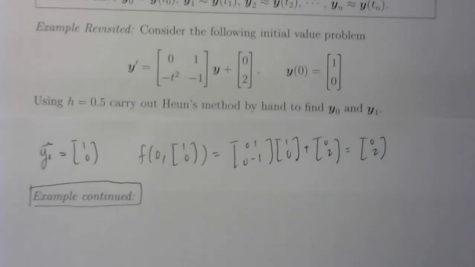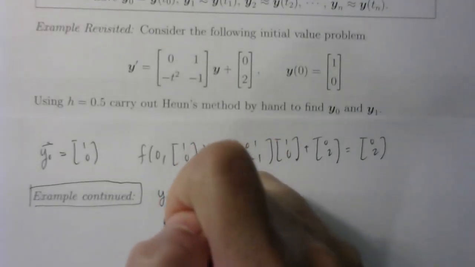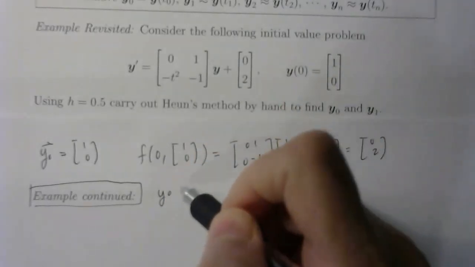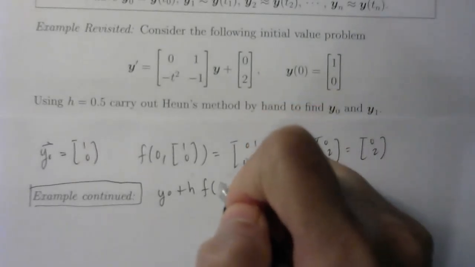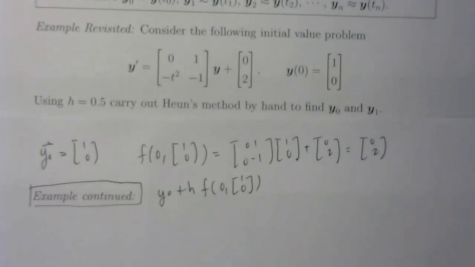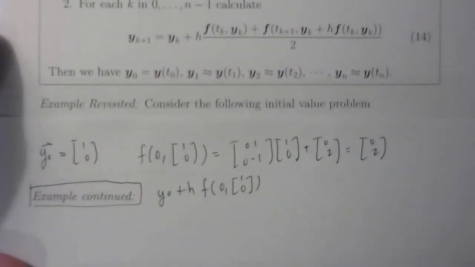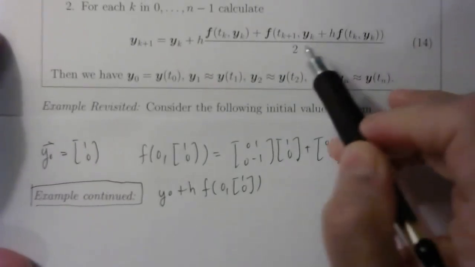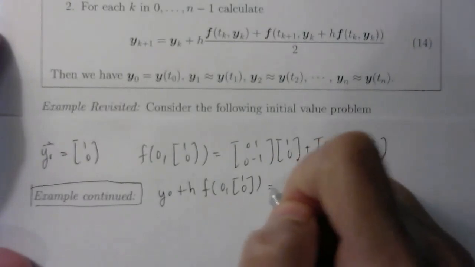We are also going to need y naught plus h f at 0, 1, which we just found, sorry, 1, 0. So that's what we're going to need for, if I push this down here, this part here. So we have this, now we're going to have this.